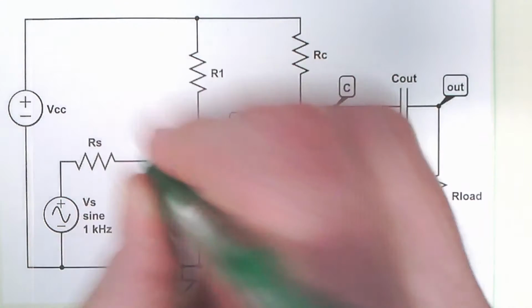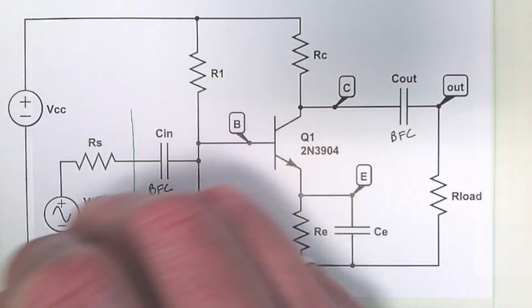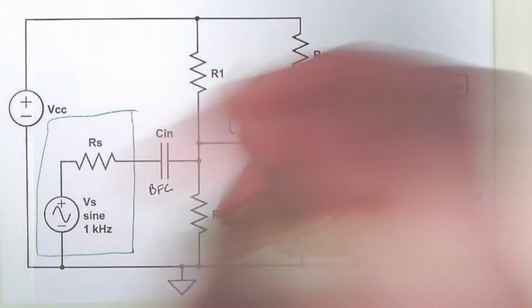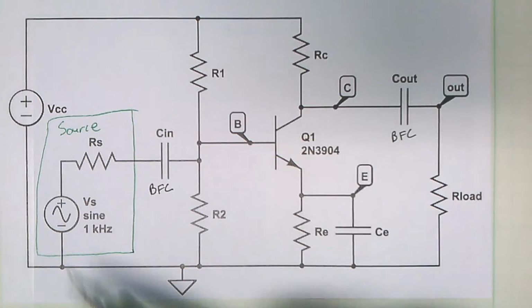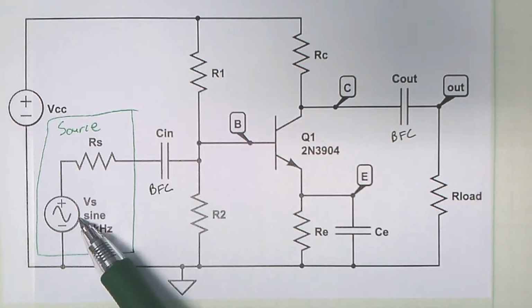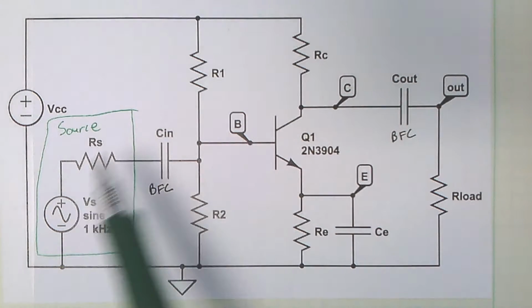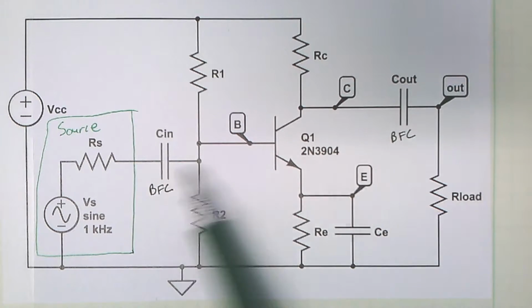What I want to do is draw a box around my input. That's my signal source. This is not part of my circuit. Of course, it's part of my circuit if I have an input, and we have an amplifier. Of course, we have an input capacitor, is it part of it? That's up for a little discussion.